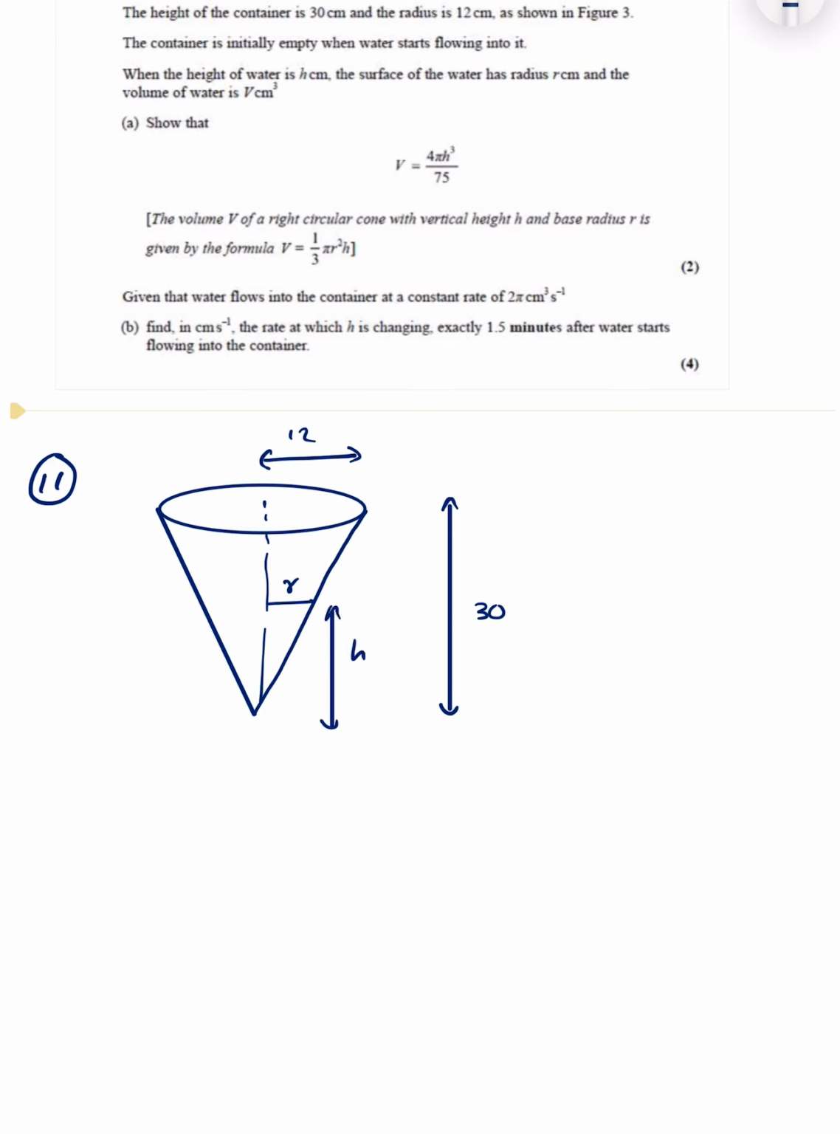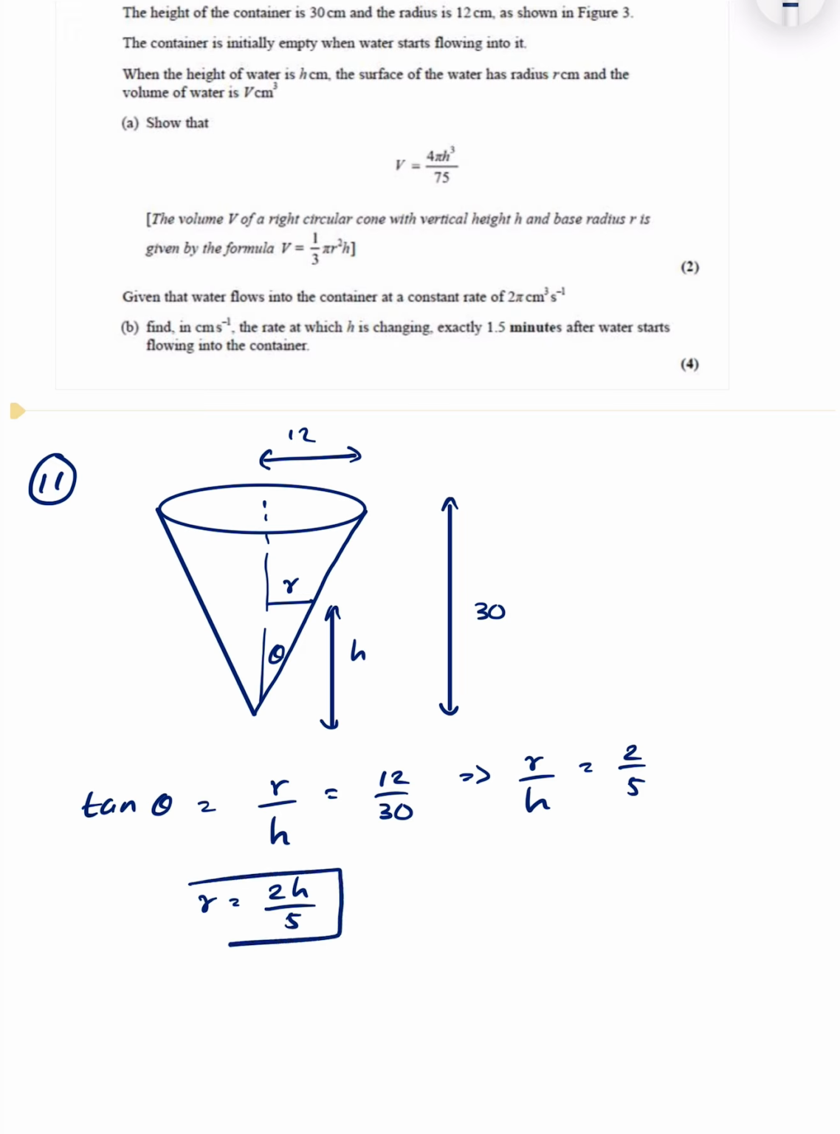So we can say tan theta, or you can take the concept of similar triangles. That should be r over h, which is also 12 over 30. Therefore, r over h is 2 over 5. So r is 2h over 5. We have found r now.